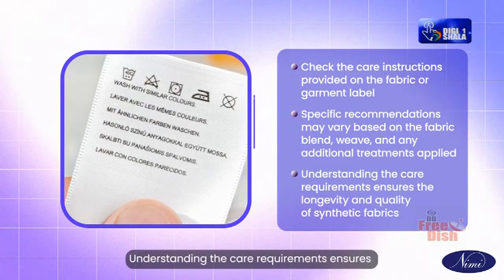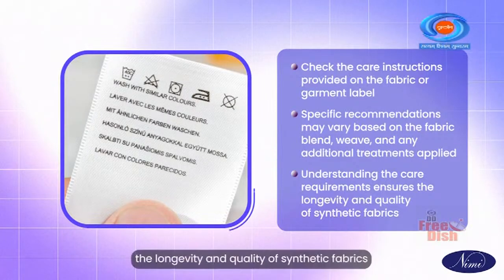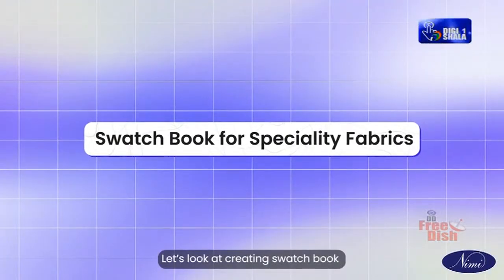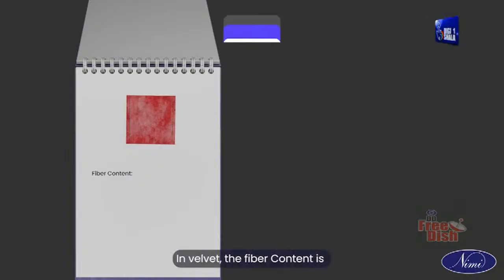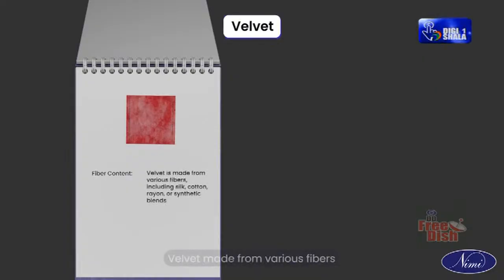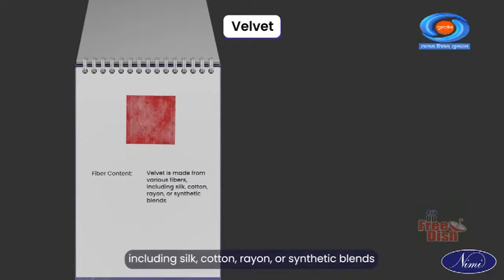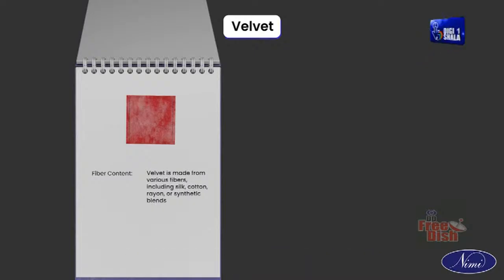Understanding the care requirements ensures the longevity and quality of synthetic fabrics. Let's look at creating a swatch book for specialty fabrics along with their names, fiber content, and general care instructions. In velvet, the fiber content is velvet made from various fibers, including silk, cotton, rayon, or synthetic blends.